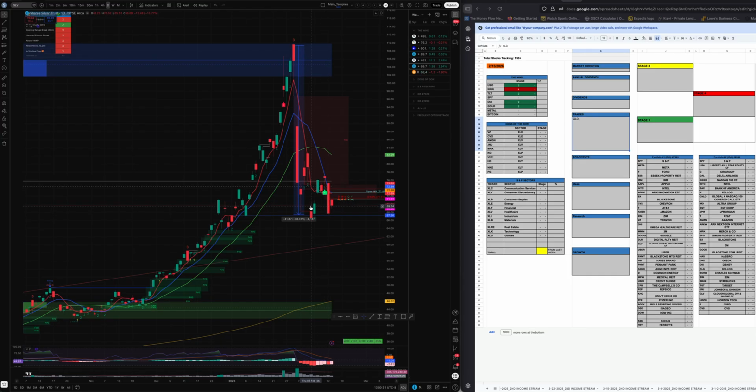So where are we at right now? This is silver. Silver is in a stage four. I like silver, but moving forward, my template.